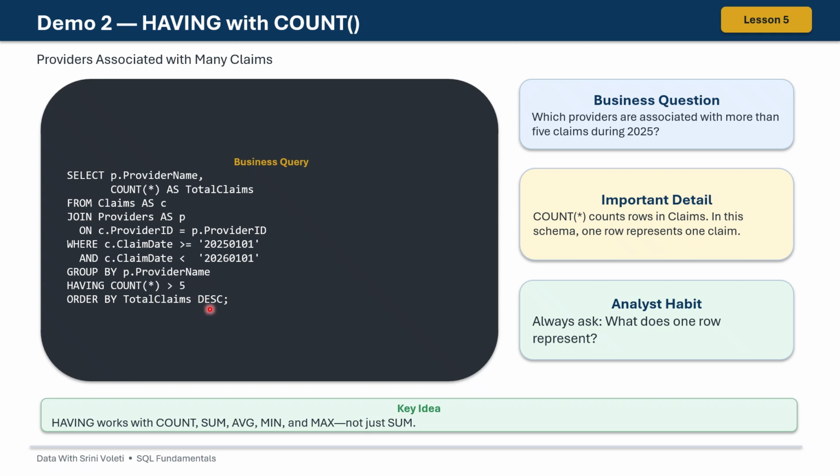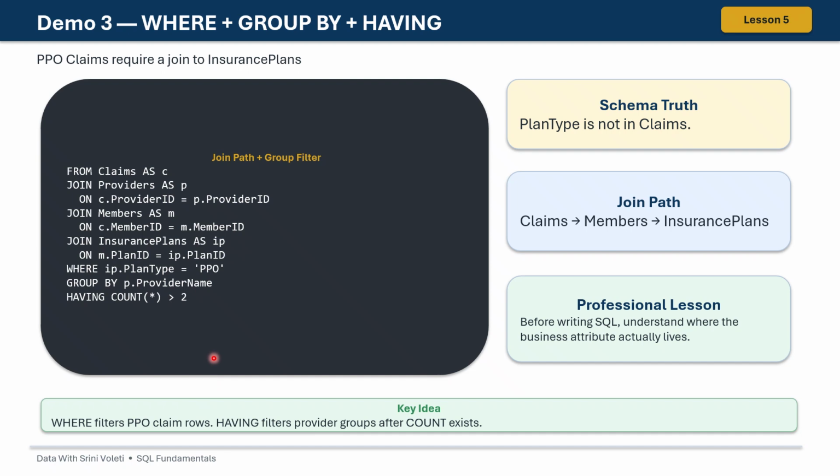Now let us combine WHERE, GROUP BY, and HAVING in a more realistic business report. The business question is about PPO claims, but plan type is not stored in the claims table in this database. To find plan type, you need to follow the schema. Claims join to members through the member ID, and members join to insurance plans through the plan ID. That gives us access to the insurance plans' plan type.